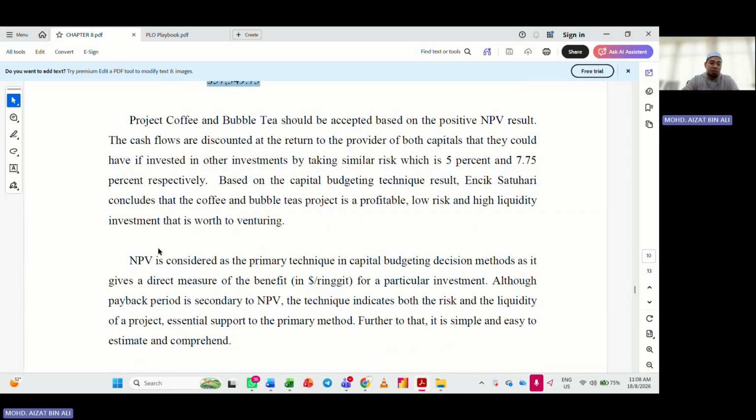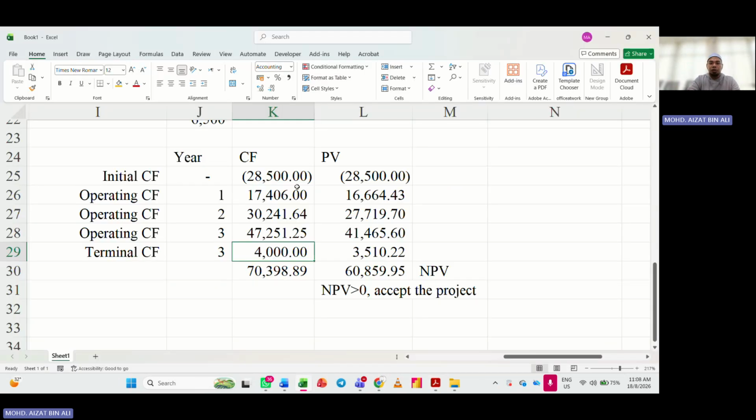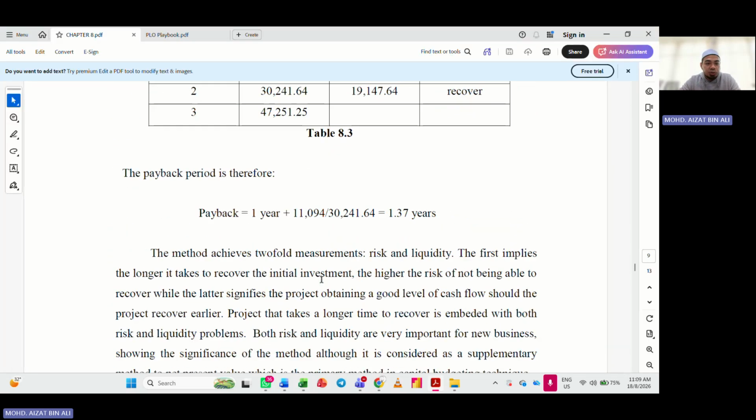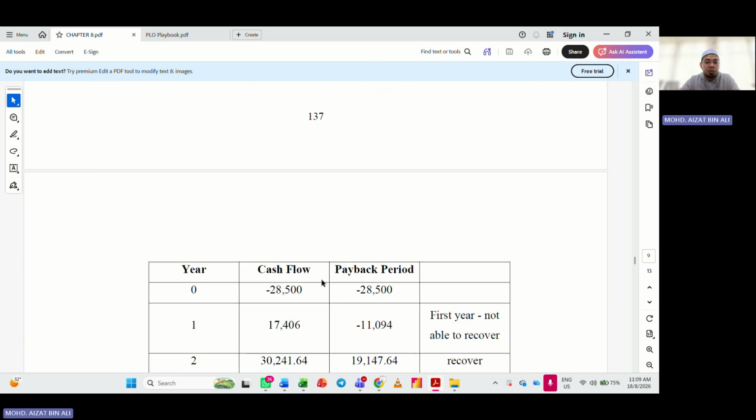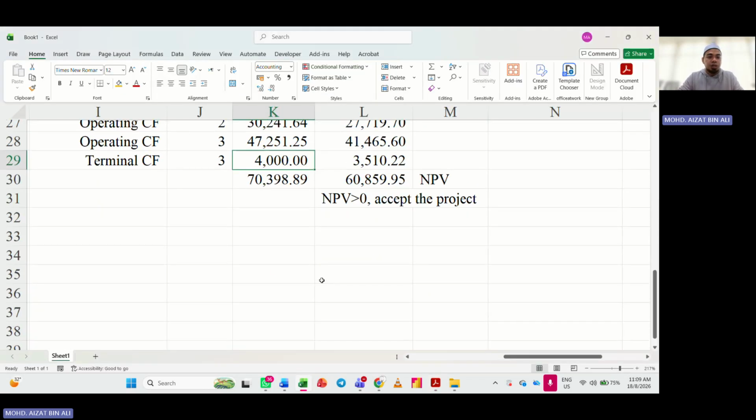NPV is considered the primary technique in capital budgeting because it takes into consideration the time value of money and how much we could generate from the project. It's among the most accurate analysis techniques. But in this module, we also have the payback period. So what is the payback period? I'm going to show you here. Year zero.